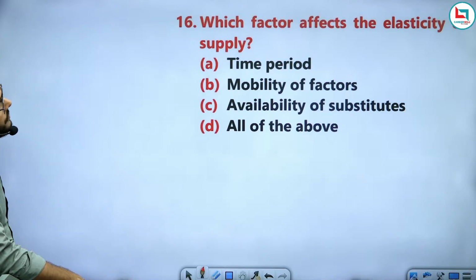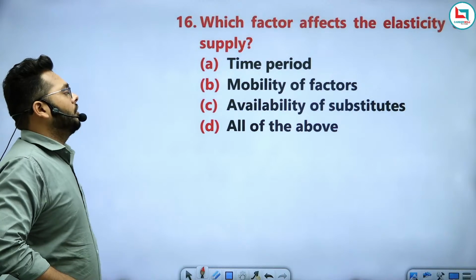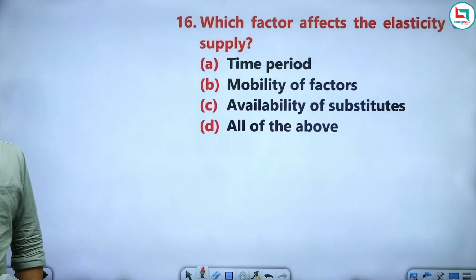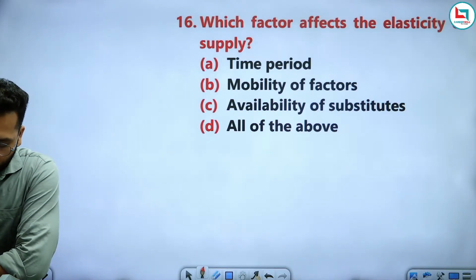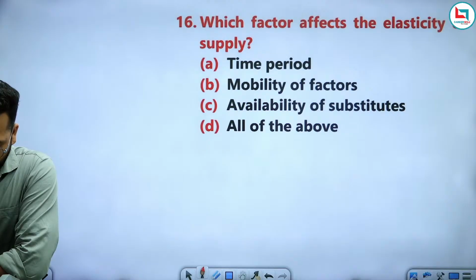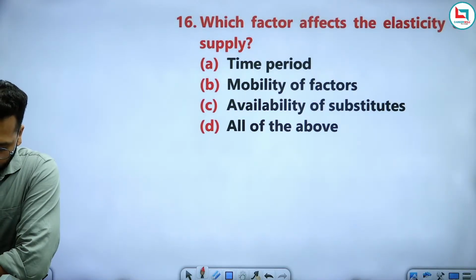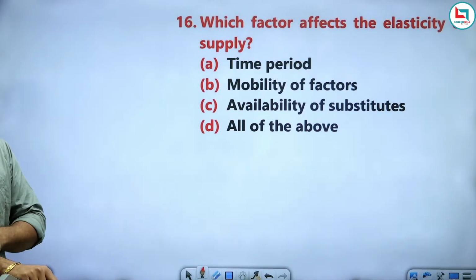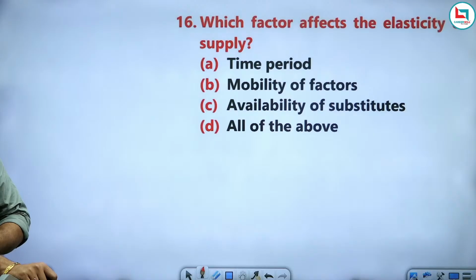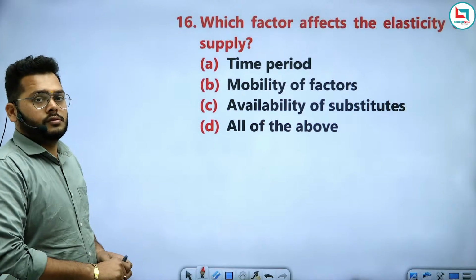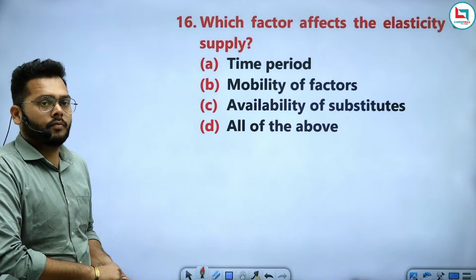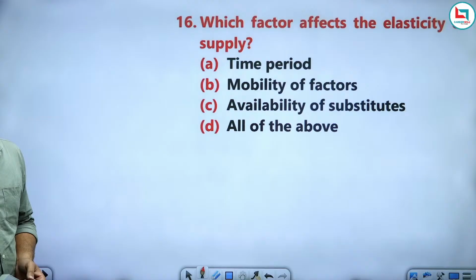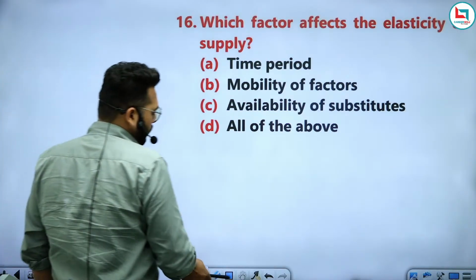Now the next question: which factor affects the elasticity of supply? Time period, mobility of factors, availability of substitutes, or all of the above. Answer the question fast. Tell me fast. So the answer will be all of the above.